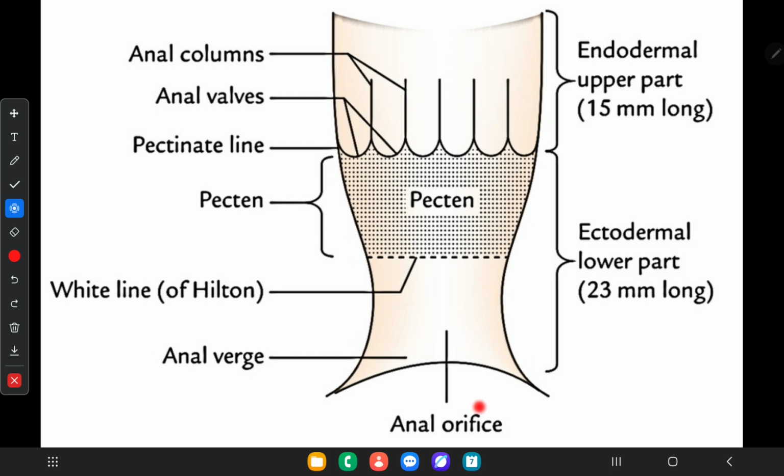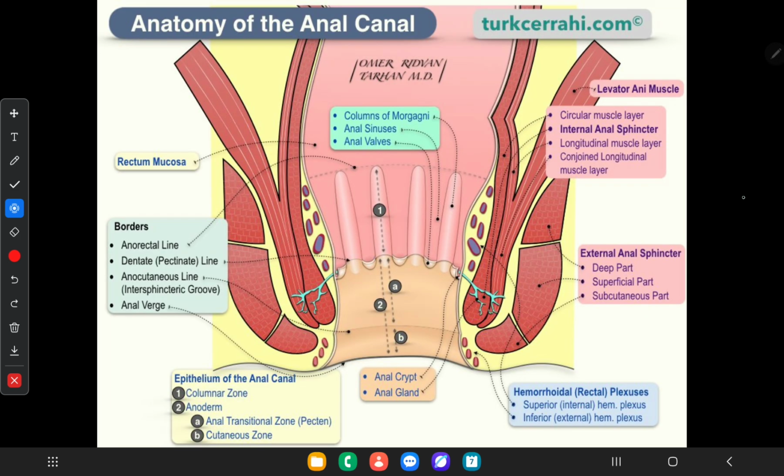When we talk about the upper 15 mm area, the mucous membrane of this part is lined by simple columnar epithelium. It is reddish in color and shows several features, which I will show you in the next diagram.